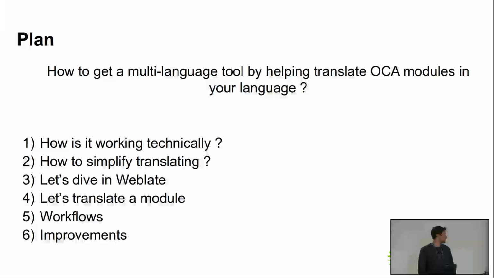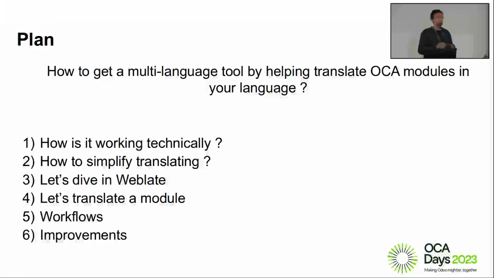The objective of my talk is to discuss how to get a multi-language tool by helping translate OCA modules in your language. So basically, how you can get Odoo properly translated for the OCA modules you will have for your customers. I have a few steps in my plan. First, even though it's a functional talk, I will briefly talk about how translation is done technically, and how we try to provide a tool called Weblate to help translate with a user interface, so you don't have to translate in GitHub.